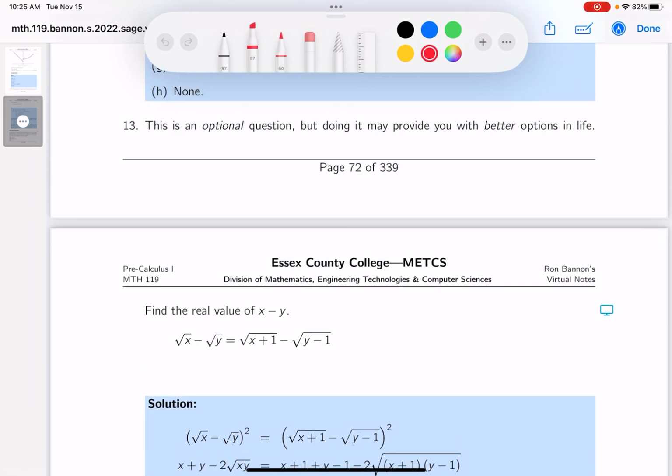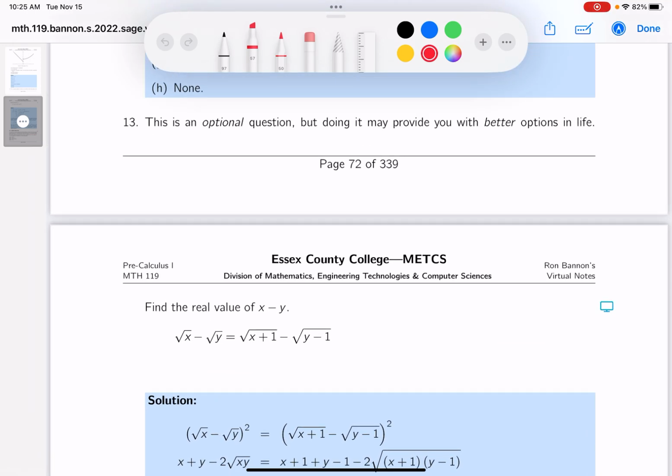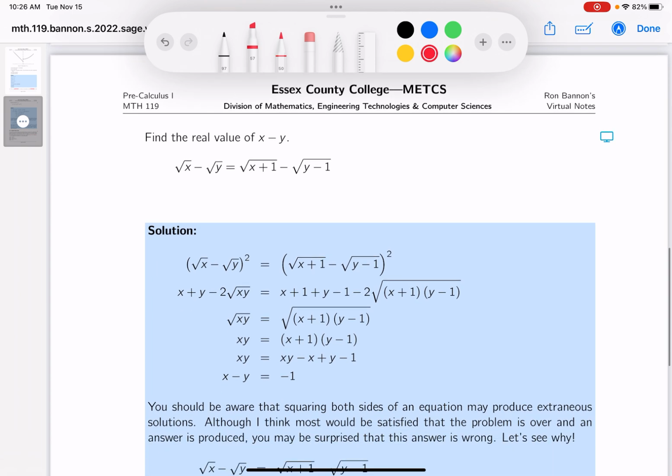Again, you're given an optional question here, and our opinion is if you're doing an optional question, it's going to give you better options in life. I realize this would be an unfair exam question, but the bottom line is it's not so much about taking exams, it's being curious and learning the material. So what we're asked is to find the real value of x minus y, given this equation over here.